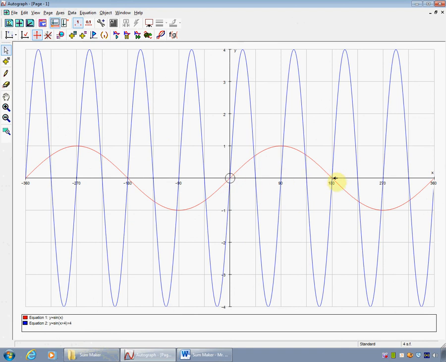And in my y-axis, instead of it stopping and going up to 1, it now goes all the way up to 4 and then comes all the way back down.